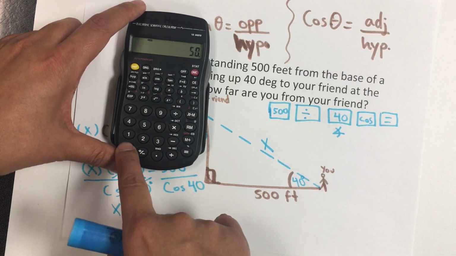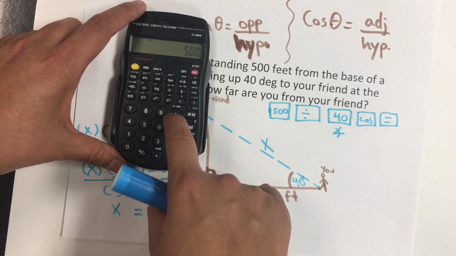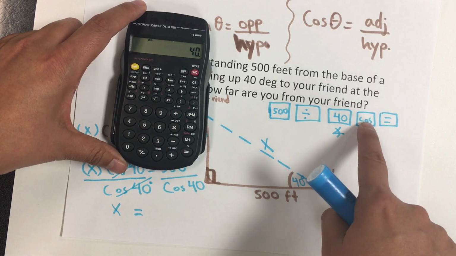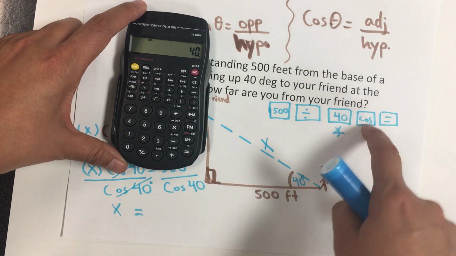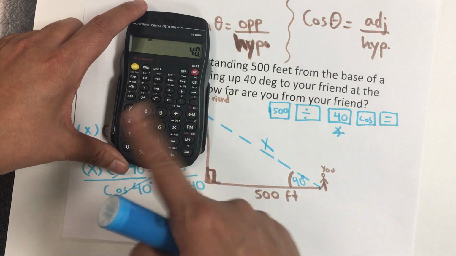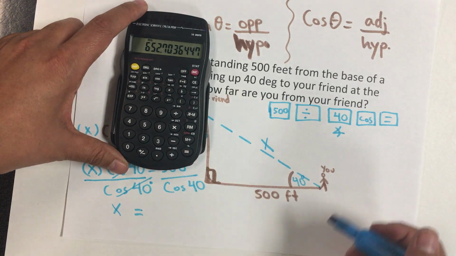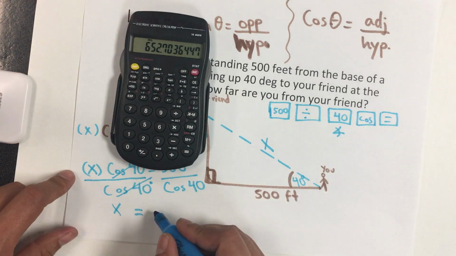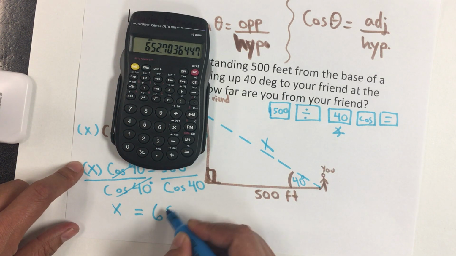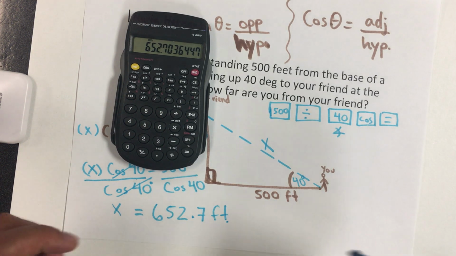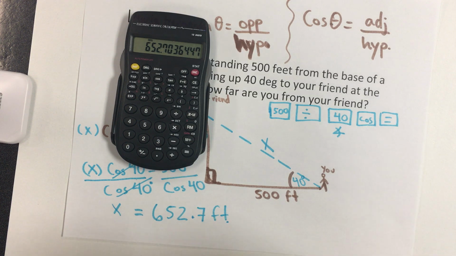I press 500 divided by the angle measurement, and then in here it can be sine, cosine, or tangent depending on what you have. In here we're using cosine, so cosine. And then make sure you write equal. So the distance between you and your friend is 652.7 feet.